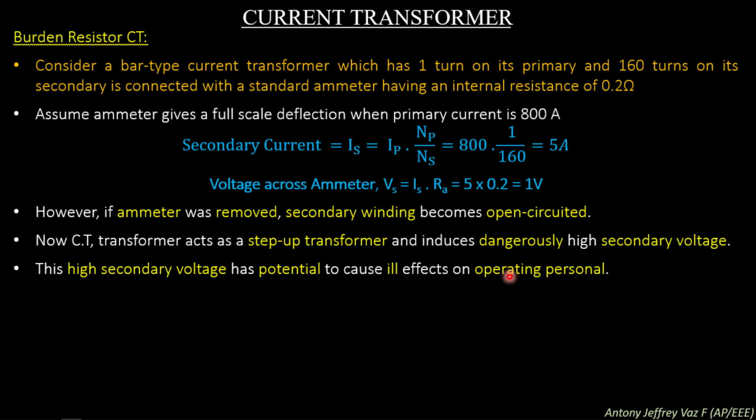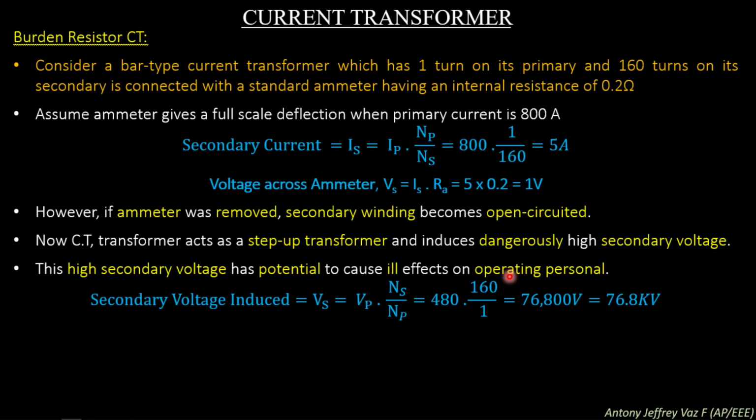So this dangerous high voltage will cause an ill effect on the operating person directly who is watching the ammeter or sitting near the panel. So this should be avoided. The secondary voltage induced when it is open circuited is calculated using this equation. We know Vs is equal to Vp into Ns divided by Np.